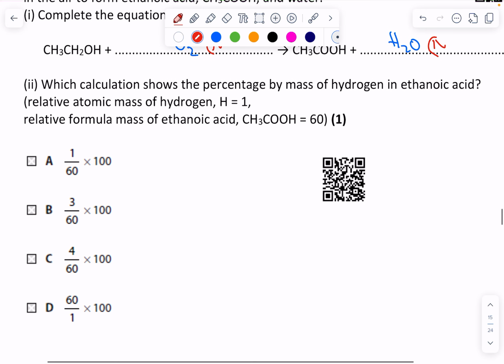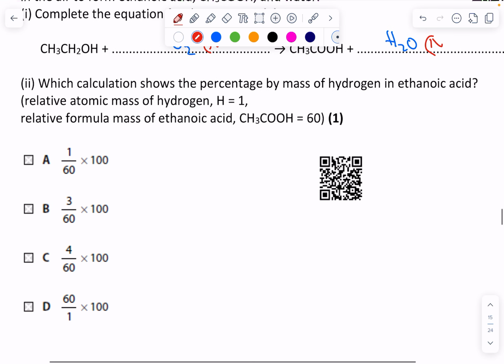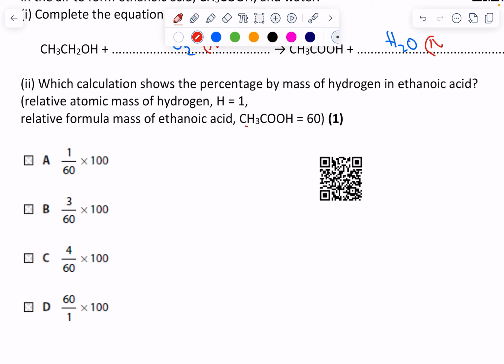Which calculation shows the mass of hydrogen in ethanoic acid? So if you look here, there's 3 hydrogens there and 1 there. So that means there's 4 hydrogens in total, and the total mass is 60, and then we times it by 100 to get a percentage. So the one that matches that is option C.